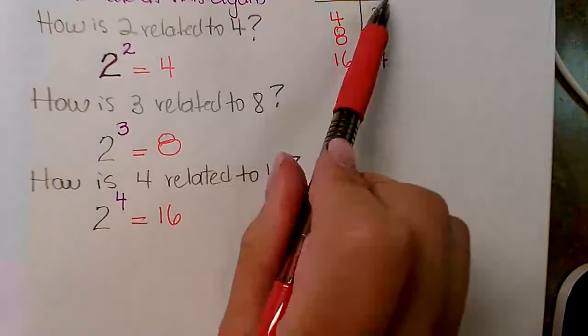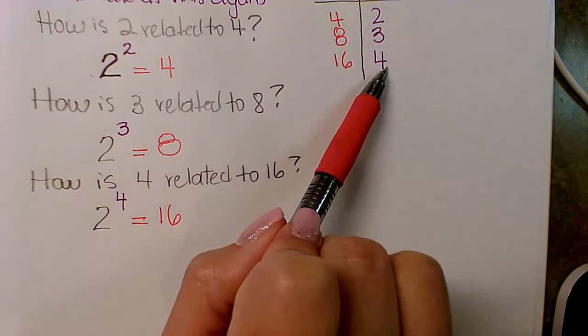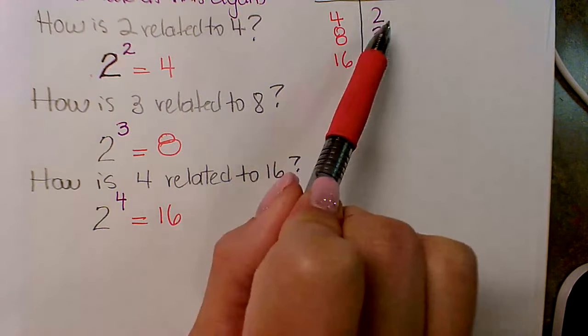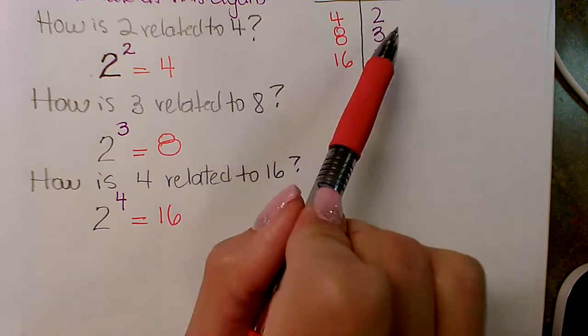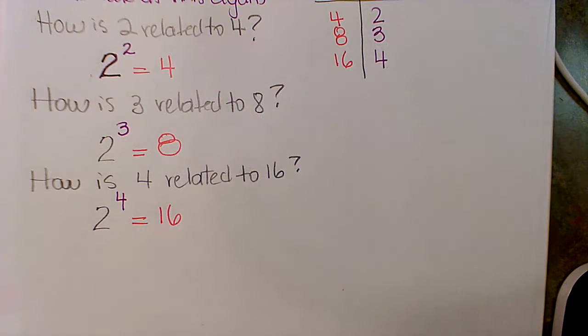So as we can see, this inverse column that we have here are the exponents of the base of 2. So let me write that down.